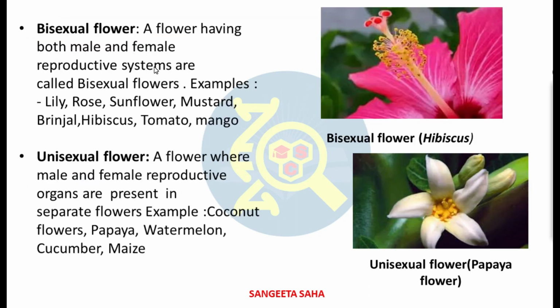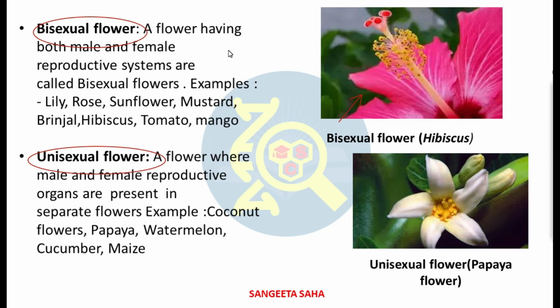Again, flowers can also be classified into bisexual flower and unisexual flower. Plants such as hibiscus, rose, pea and mango bear flowers which have both the male and the female parts. Male means androecium, female means gynoecium. So they are having both the androecium and the gynoecium in the same flower. Such type of flower is known as bisexual flower.